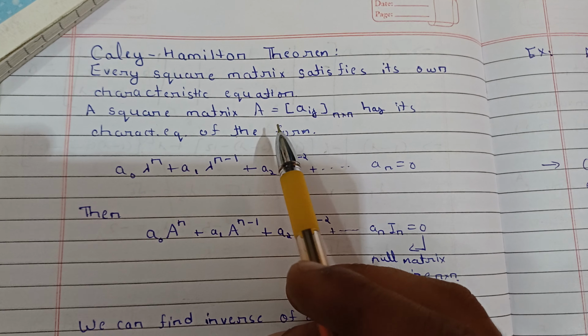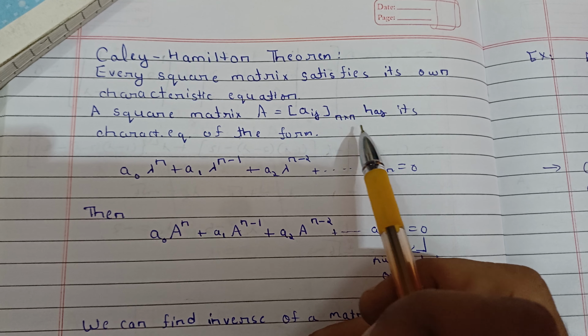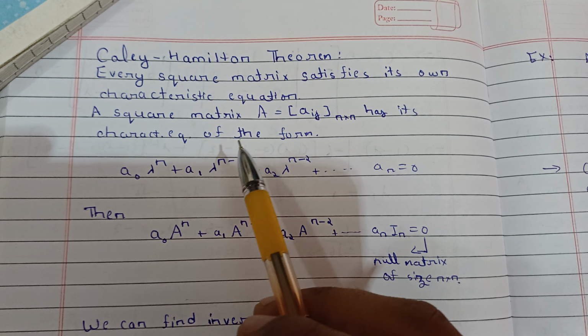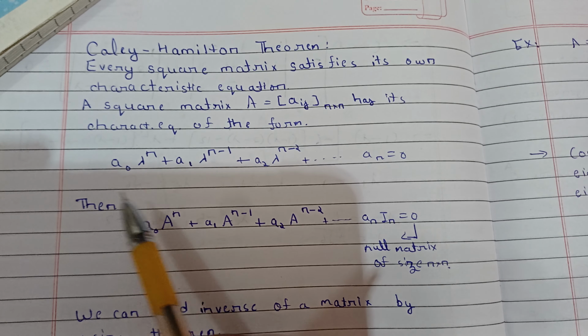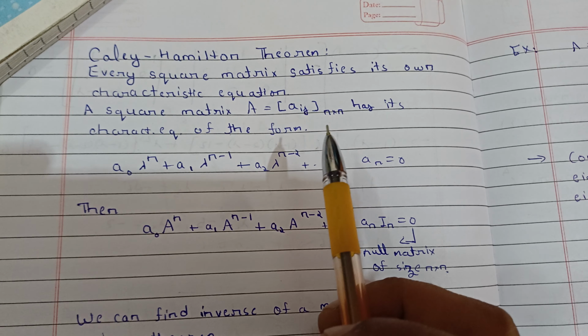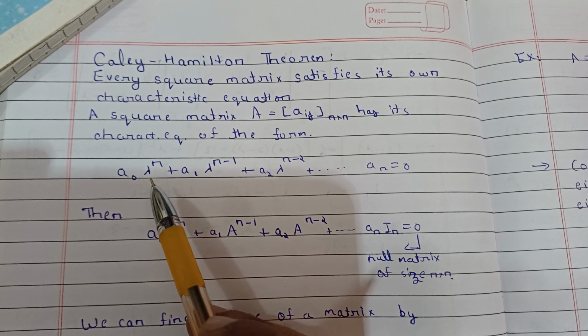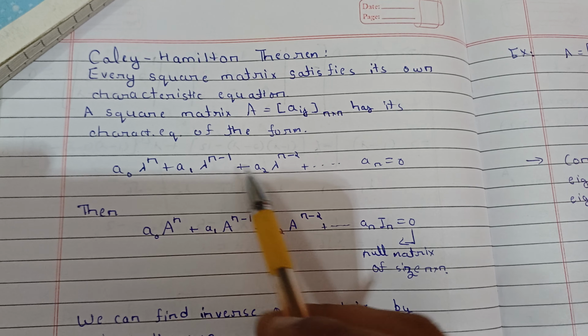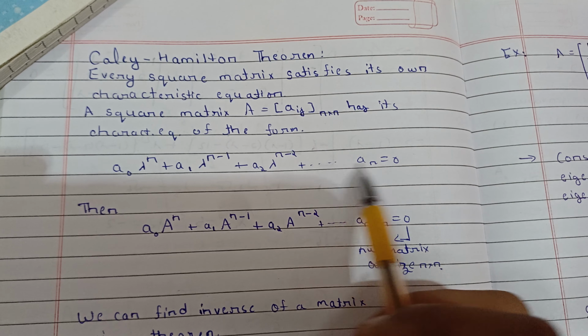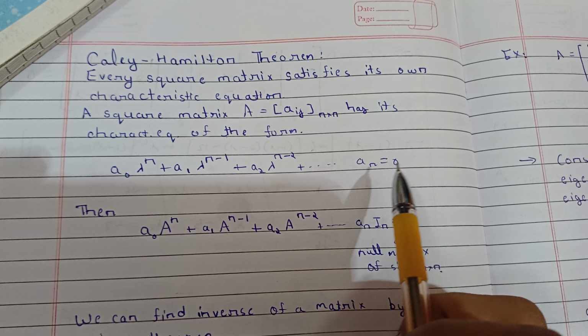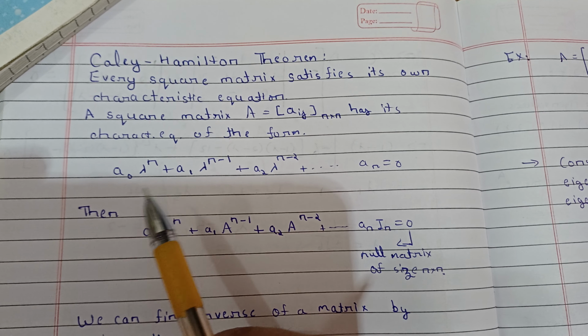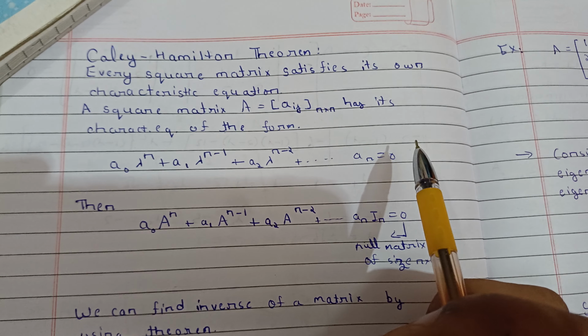A square matrix A, that is Aij, of order n, has its characteristic equation of this form. This type of form we get after solving the determinant. If it is of order n into n, then the maximum power of lambda will be n, and it will be like lambda to the n, lambda to the n minus 1, lambda to the n minus 2, and so on. This type of characteristic equation we always get. These are some constants.